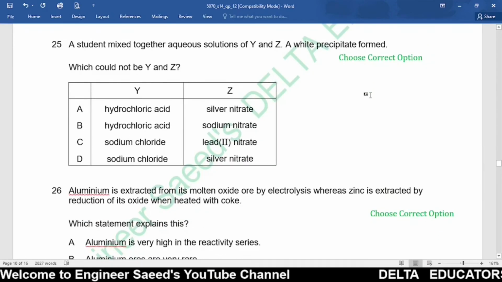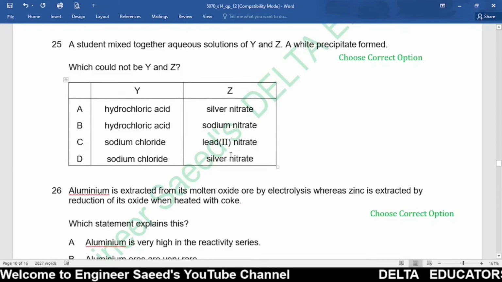Question number 25. A student mixed together aqueous solution Y and Z, a white precipitate formed, which could not be... When we react hydrochloric acid with silver nitrate, we will get silver chloride, and silver chloride is a white precipitate. So A is incorrect. In B, hydrochloric acid and sodium nitrate. When we react sodium nitrate and hydrochloric acid, we get sodium chloride. And sodium chloride is a salt that is soluble in water, so it will not produce a white precipitate. So here our correct option will be option B, because in B we will not get a white precipitate.